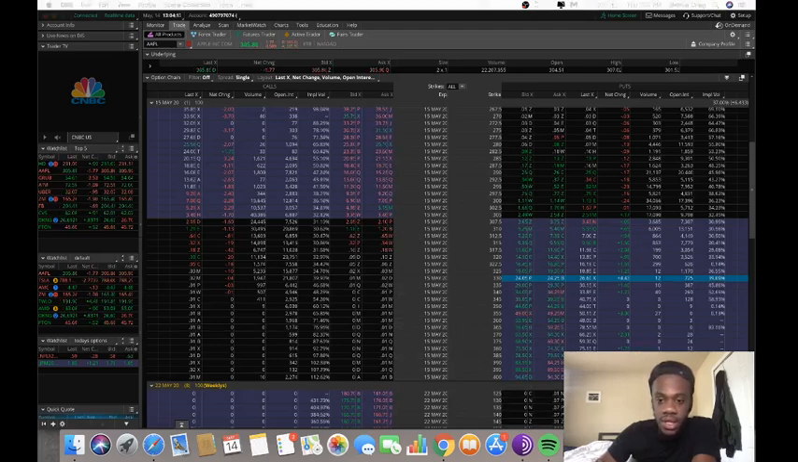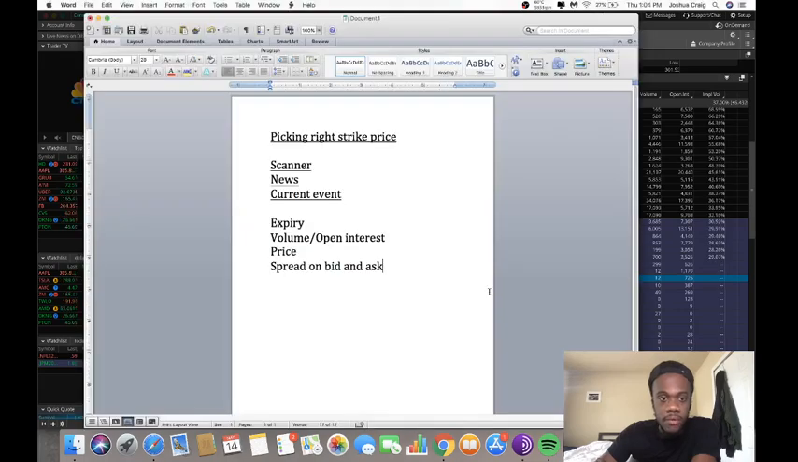I'm trying to think, is there anything else I wanted to go over? That's about it. Like I said, I use the scanner for the most part, and then news. So if they come out and say Boeing can't produce their planes, and obviously that'll be negative news, so I'll put a put on the stock. That's something with news. And current events is also how I trade. But most of the time, it's just a scanner, guys.